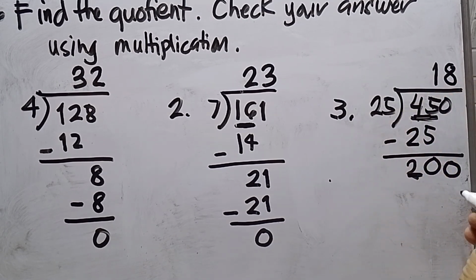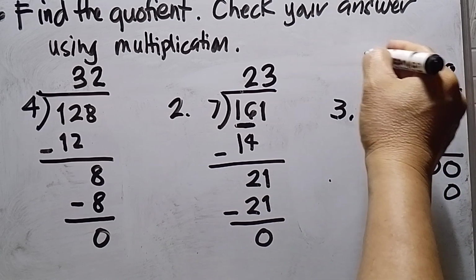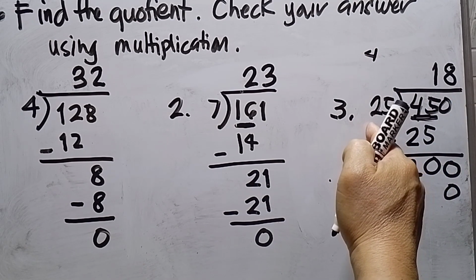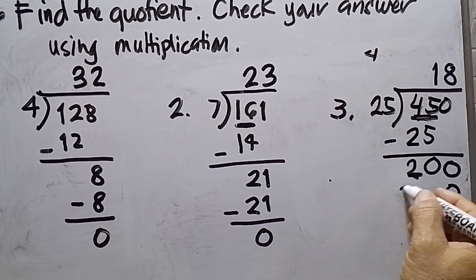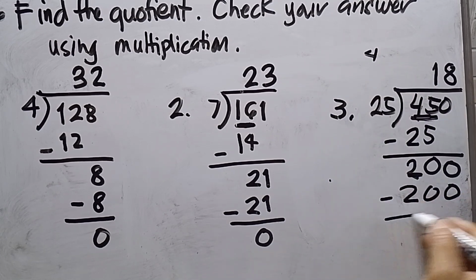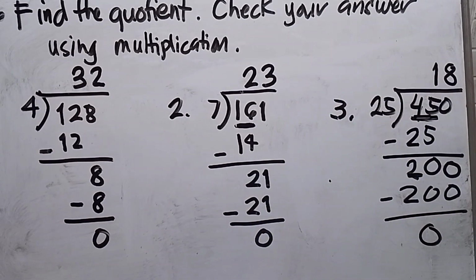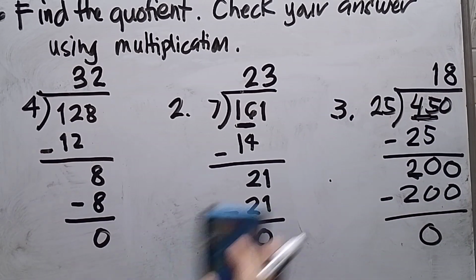So 8 times 5 is 40. Carry 4. And then 8 times 2 is 16. Plus 4, that is 20. And then subtract, that will be 0. So my quotient for number 3 is 18.